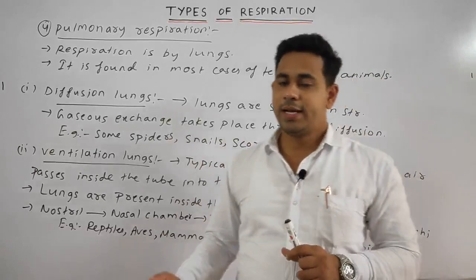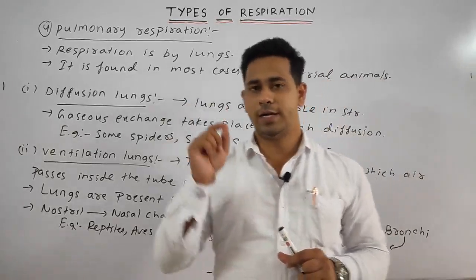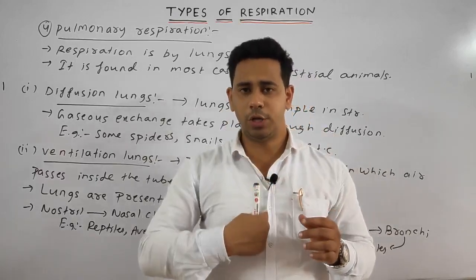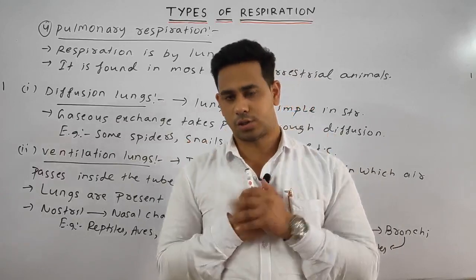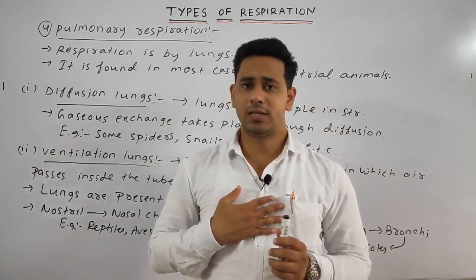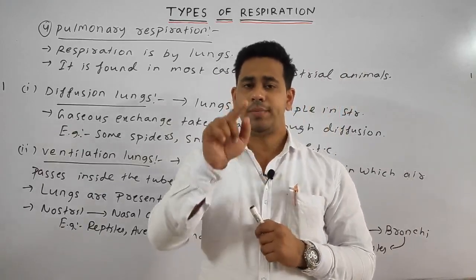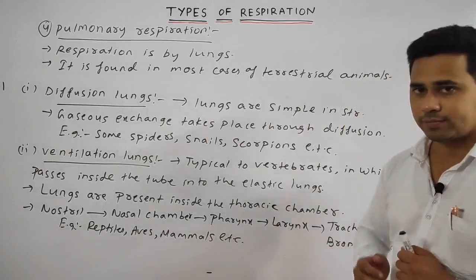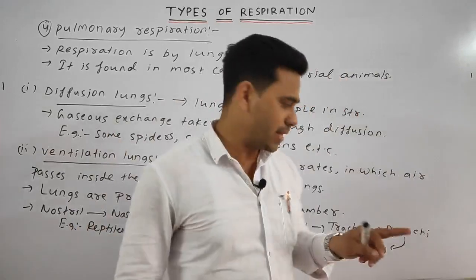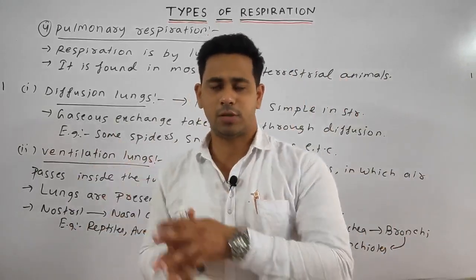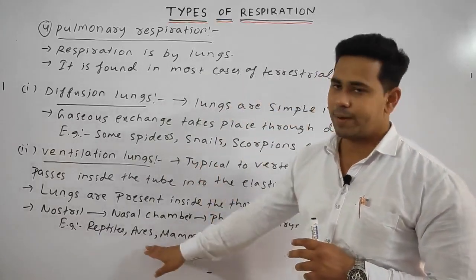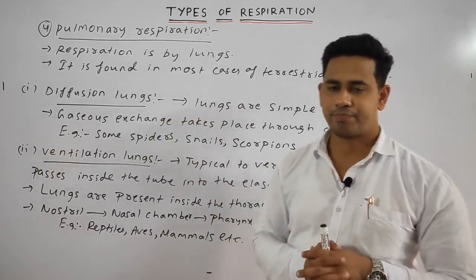Ventilation lungs are typically found in the vertebrates, in which the air passes through the tube into the elastic lungs. Next, we discussed that the lungs are present inside the thoracic chamber, and also the passage of the air, how the air passes from the nostrils up to the elastic lungs with the help of the bronchioles, the last branches of the bronchi. And lastly the examples under ventilation lungs, obviously the reptiles, apes, mammals, etc.